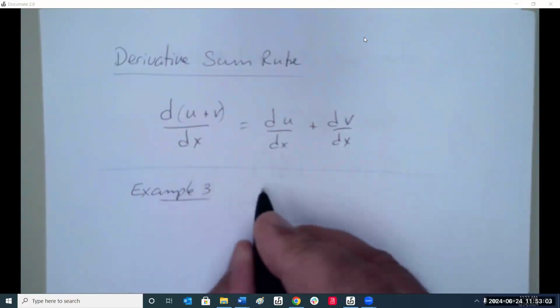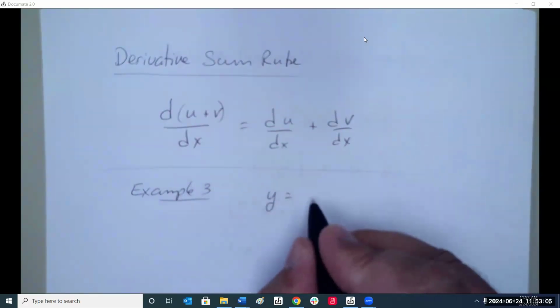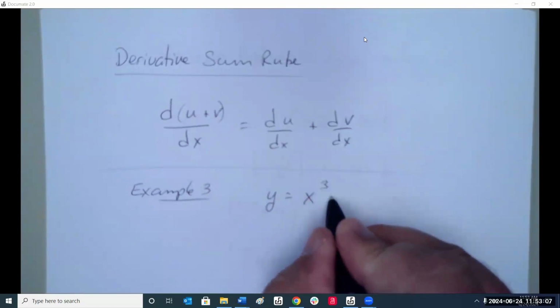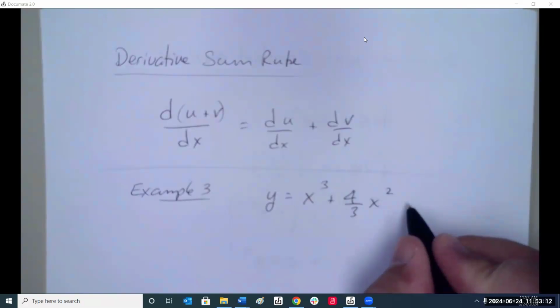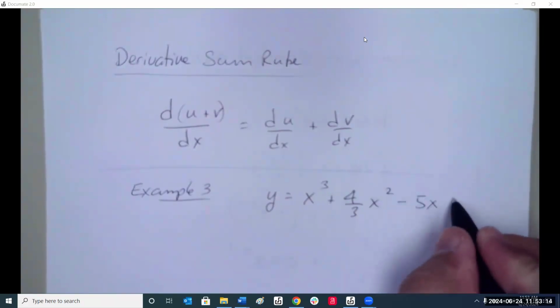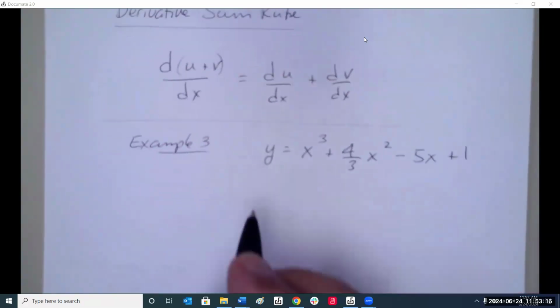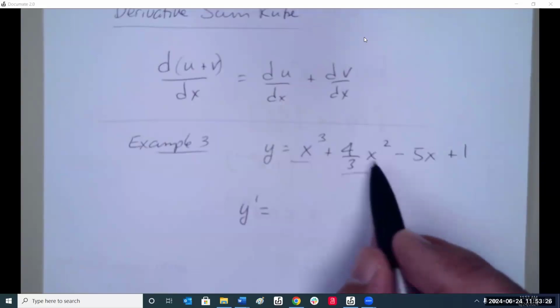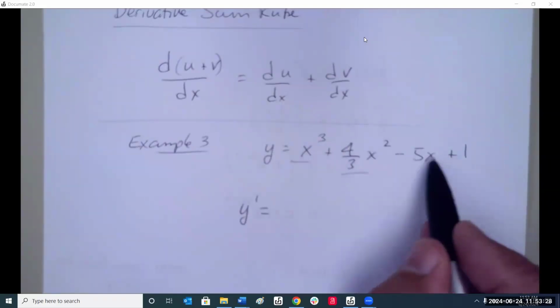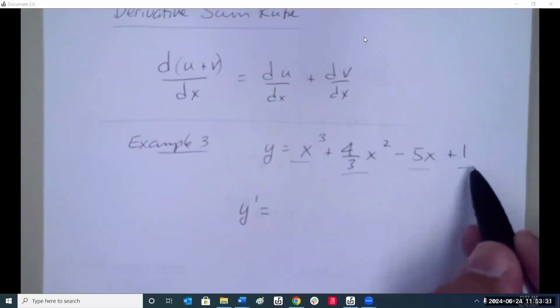Here's the example for that. y equals x cubed, 4/3 x squared, minus 5x plus 1. Find y prime. You said you find the derivative of each individual. Right. Since it's all the sum and difference, just do each one of those individually.